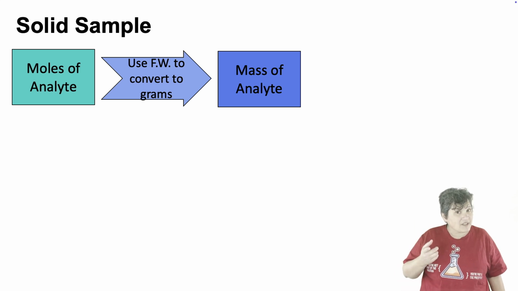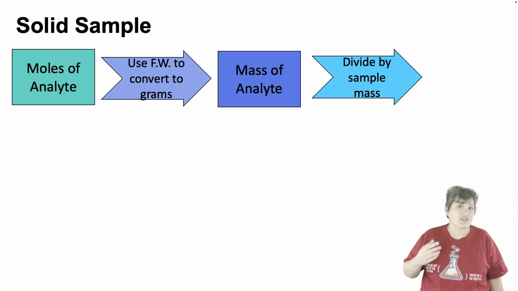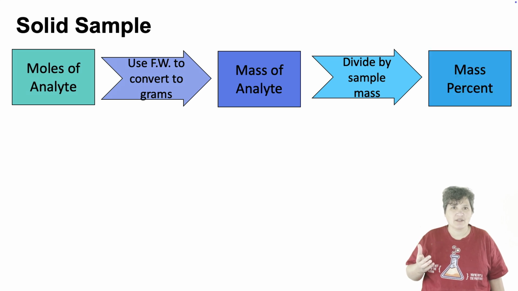But more likely, you were asked to find the mass percent of the analyte. In that case, you'll take the mass of analyte that you just calculated, divide it by the total mass of the sample, and convert to a percent. So now let's go back to the chloride example.